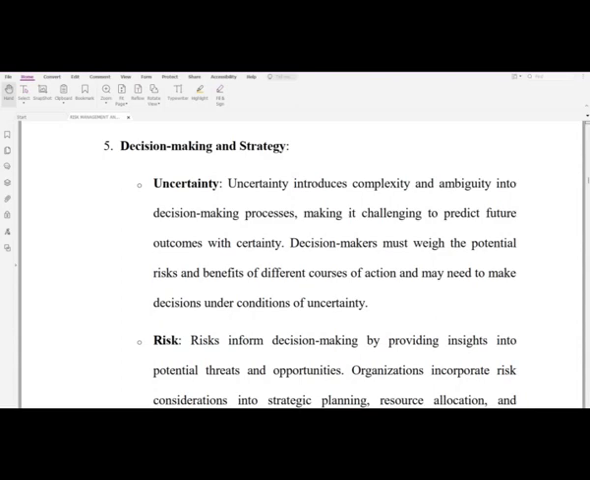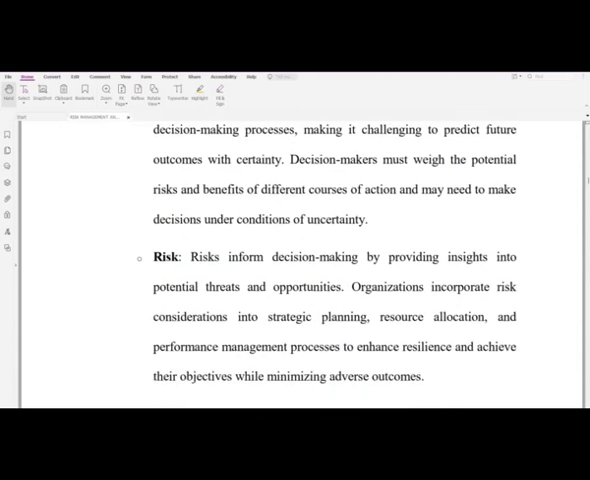Risk, on the other hand, informs decision making by providing insights into potential threats and opportunities. Organizations incorporate risk considerations into strategic planning, resource allocation, and performance management processes to enhance resilience and achieve their objectives while minimizing adverse outcomes should such crop up.